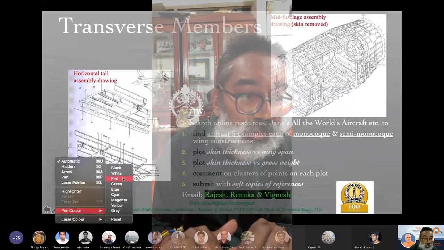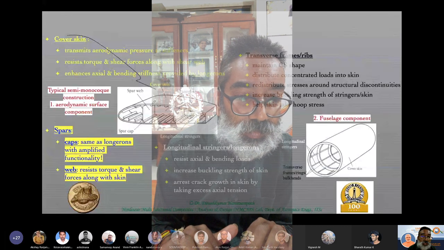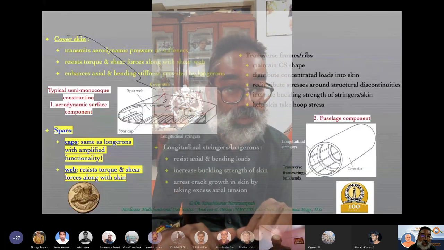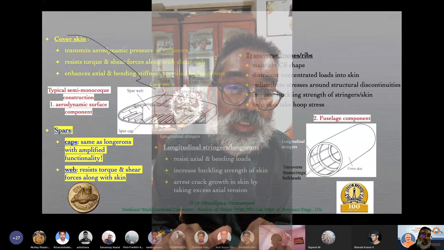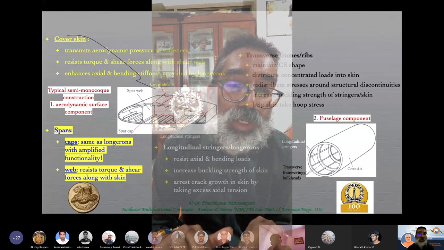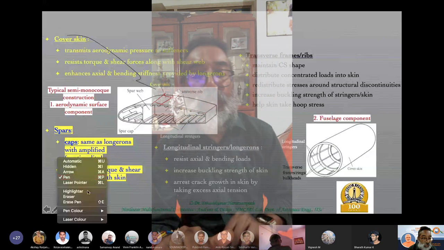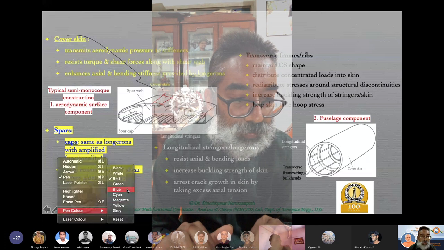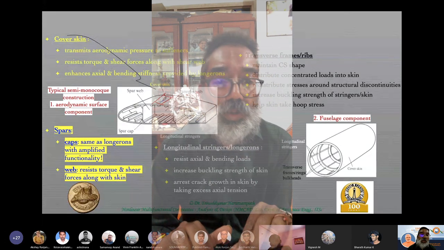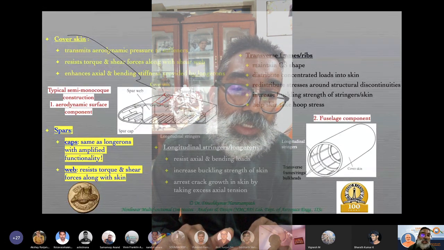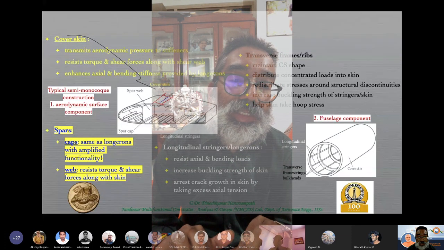Now you see, this is one stringer, this is another stringer, right? Now let's say I put a rib over here and I put a rib over here, right? And now let's say there is a crack which is coming up like this, right? Now as this crack starts growing, it hits the transverse rib.